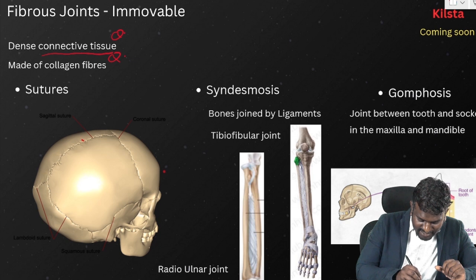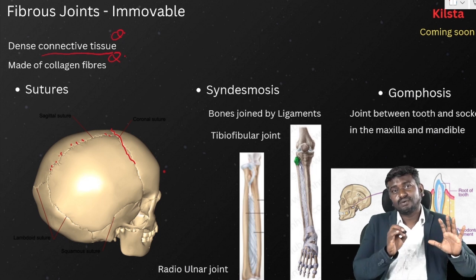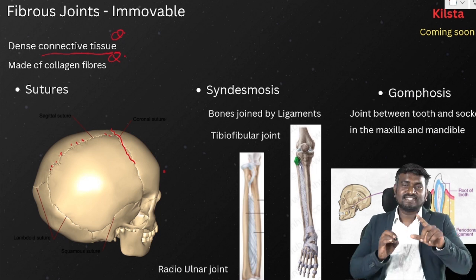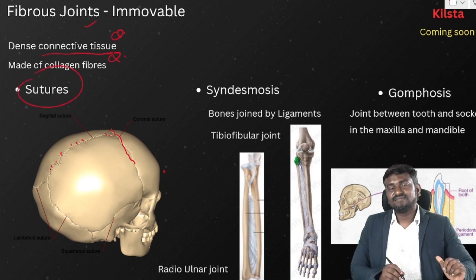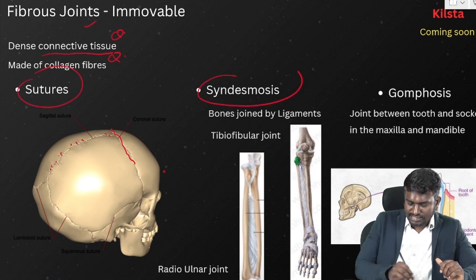Now look at this region over here. These are going to be what? Sagittal, this is going to be the coronal suture. Now these are going to be immovable. Yes, they are called what? Fibrous joints, sutures.